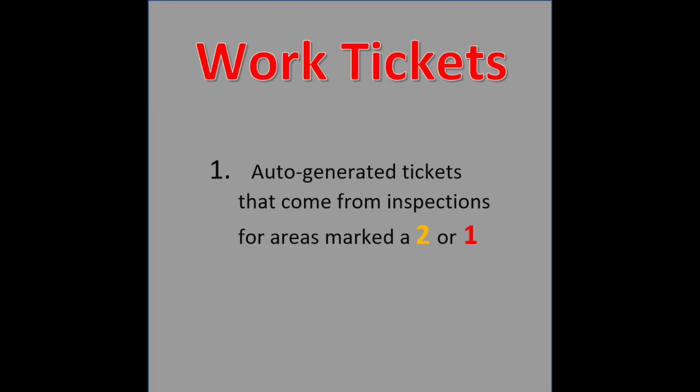First type of work ticket is one that is automatically generated while you're on your inspections. This happens when you select either a 2 or a 1 and then gets routed to the responsible party that will take care of that deficiency for you.